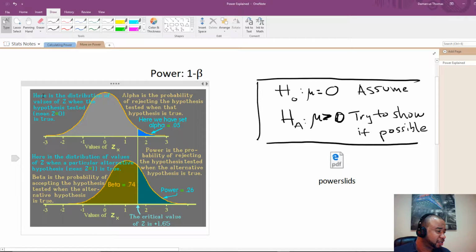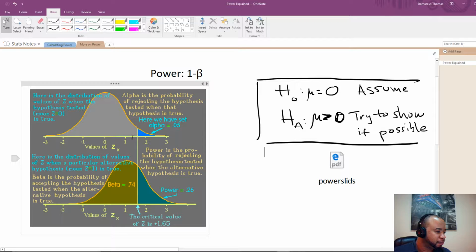So here, it says, here's the distribution of values of z when the hypothesis tested. The mean is 0, and we suppose that it's true. Alpha is the probability of rejecting the hypothesis tested when the hypothesis is true. So in other words, in this region, this is like the critical region. It is this region where we set our alpha barrier.